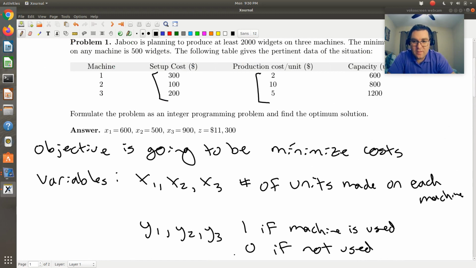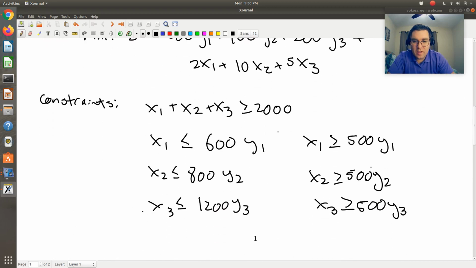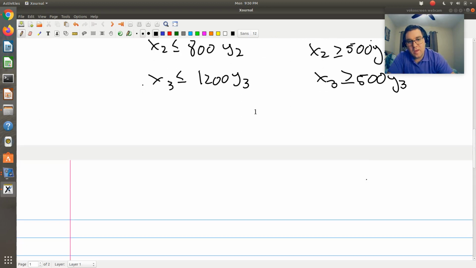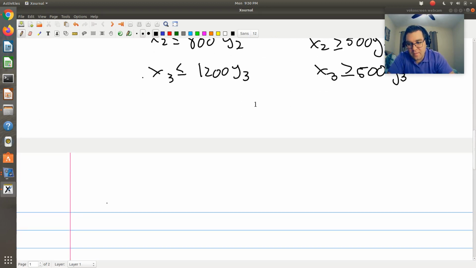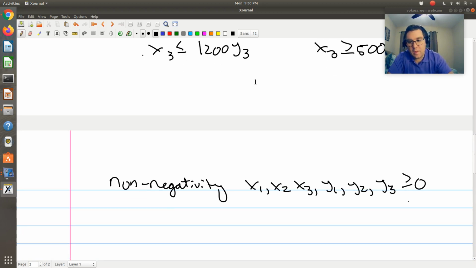That's it in terms of the constraints we're given. So I have my objective function and our constraints, and we have a couple more. Now I'm going to write down my standard constraints. I'm going to have my non-negativity constraint: x1, x2, x3, y1, y2, and y3 are all greater than or equal to 0. Then I'm going to have my integer constraint.